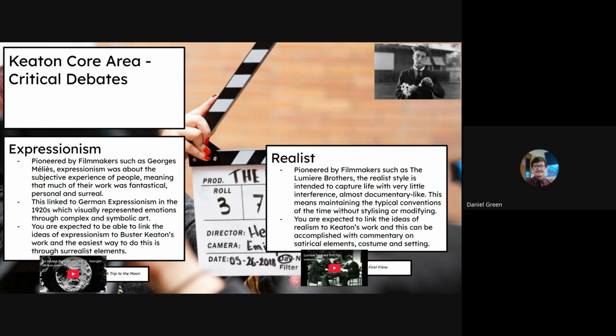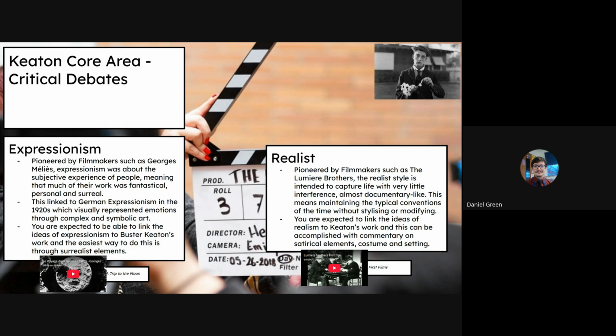And it links to the German expressionist movement in the 1920s, which several filmmakers you will have studied over the course of your A-levels have drawn upon. It focused on visuals more than, say, dialogue later on. Obviously, there was a very distinct lack of dialogue in silent films and more use of title cards, but it's more complex and symbolic art. It's meant to represent emotions. So what you're expected to do is link expressionism to Buster Keaton's work. And to be honest, the easiest way to do that is through his more surrealist elements and the surreal gags that he sets up.